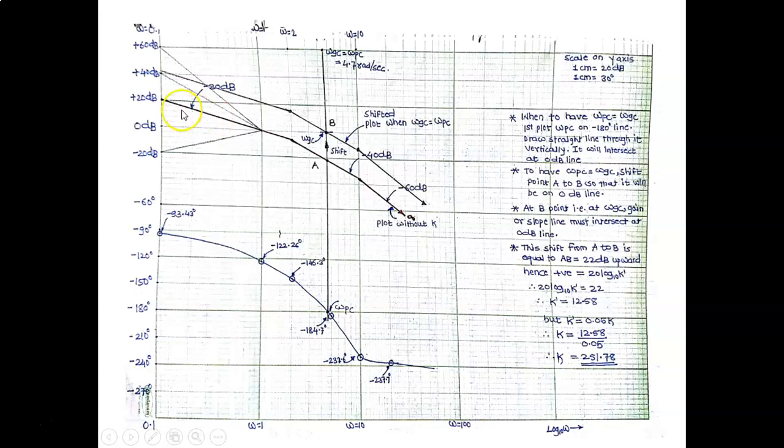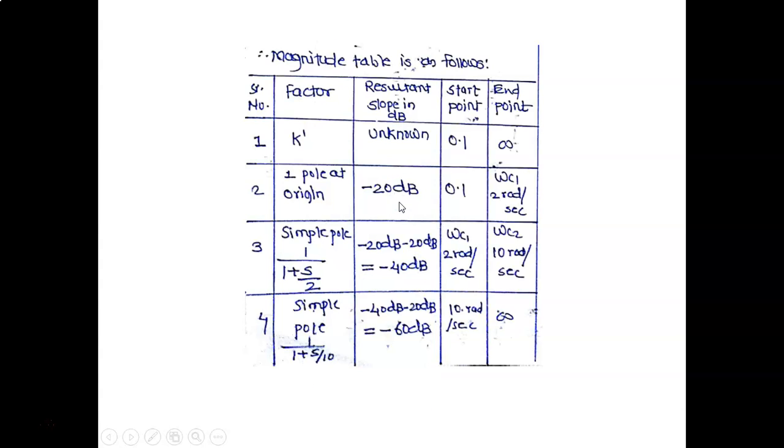First slope is minus 20, from 0.1 to 2. Therefore, draw a line directly from this point, minus 20 dB per decade. Then from 2 to 10, slope is minus 40, and from 10 up to infinity, slope is minus 60. This is the plot without K.